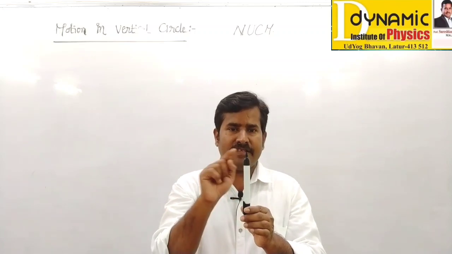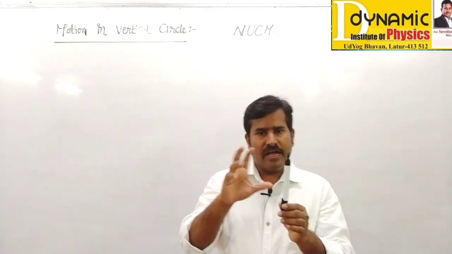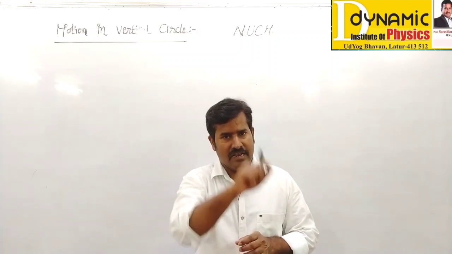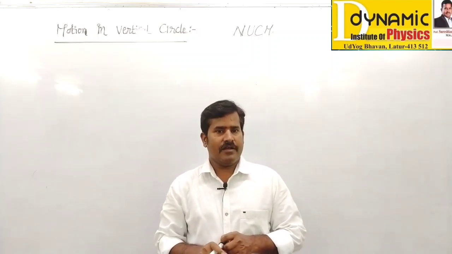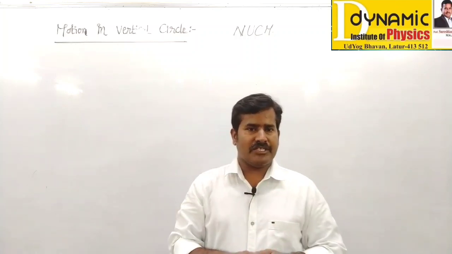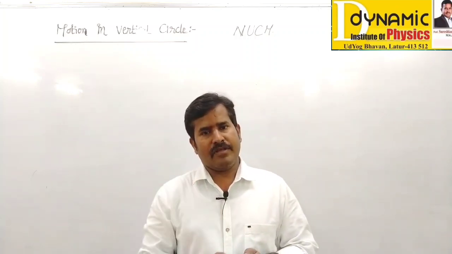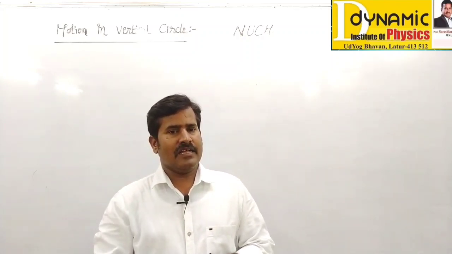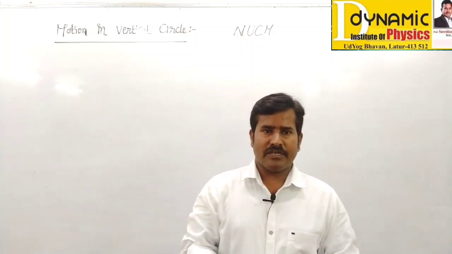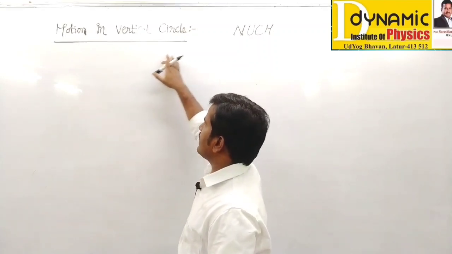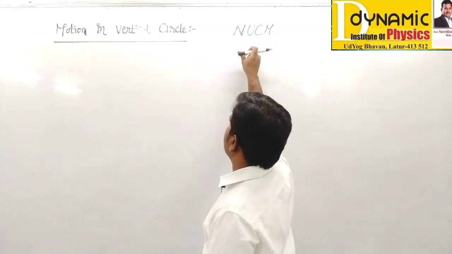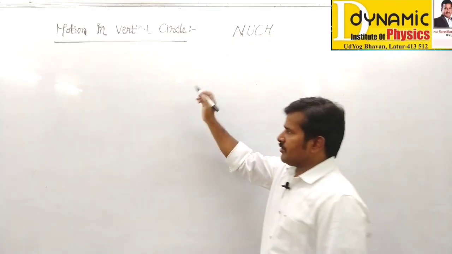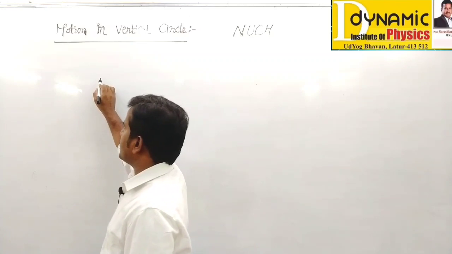Uniform circular motion means the angular velocity is constant. It is a vertical circle, but it is uniform because mechanical energy supports the tip of the needle. But vertical circular motion is an example of non-uniform circular motion. So in this non-uniform circular motion, what are the conditions?